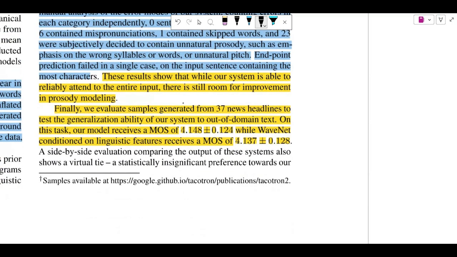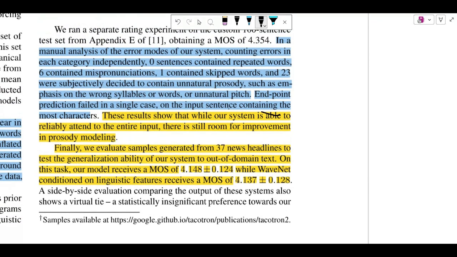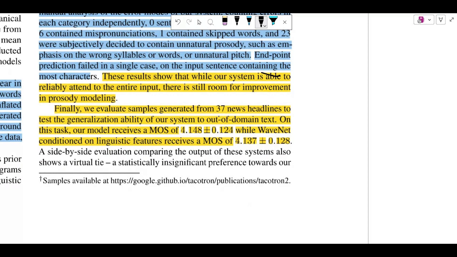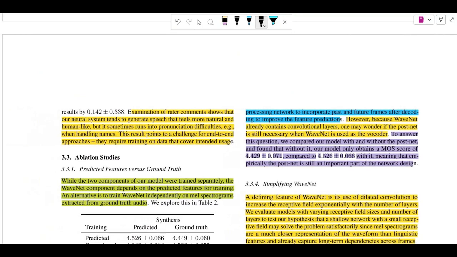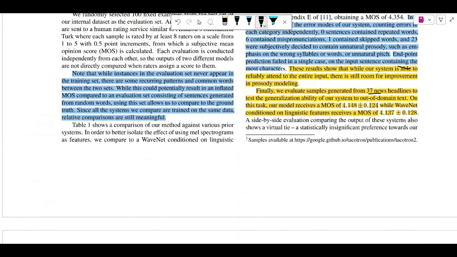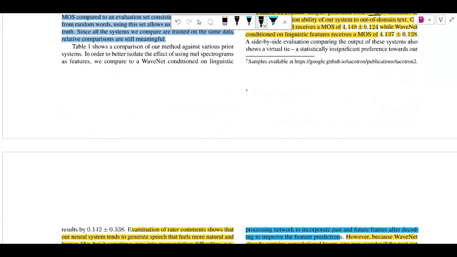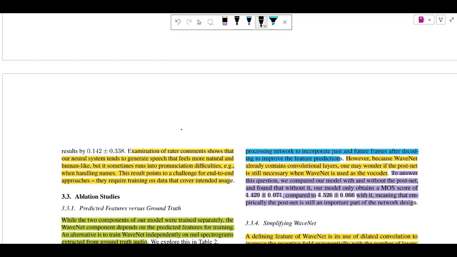They also test generalization by using text from a different domain. They train on some particular domain, and then they try to test on news headlines, and they receive a slightly worse score. And interestingly, it performs almost as poorly as WaveNet. The gap between WaveNet and their approach is not a lot on this news data set. So there is some generalization issue.